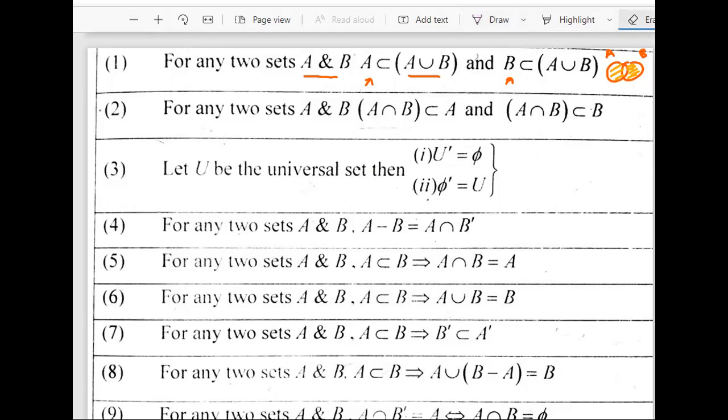Okay, look. For any two sets A and B, A is a subset of A union B. What do we understand by A union B? This is A and this is B. When I say A union B, I mean all of this set, right? So in all this shaded region, I have A. So definitely A would be a subset of A union B. And in all this shaded region, I have B as well. So B would be a subset of A union B, right?